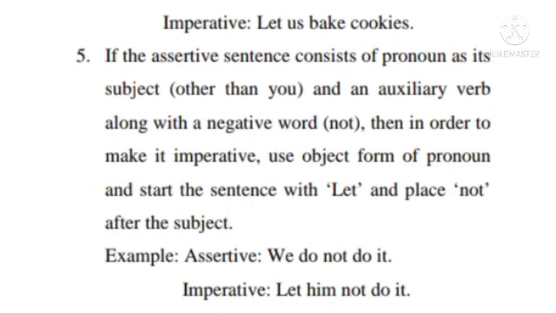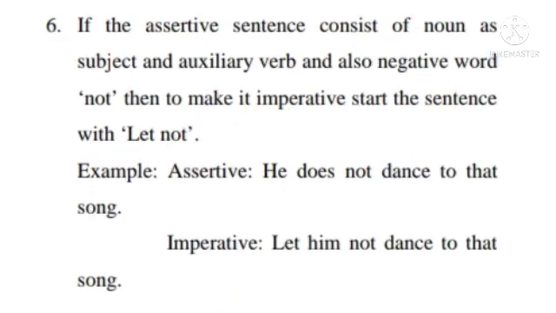We do not do it. So first of all we have to add let. Then we have to add the subject, let him. Then the word not, let him not do it. We do not do it, change it into let him not do it. So we have to add let, then pronoun, then not, and other things.